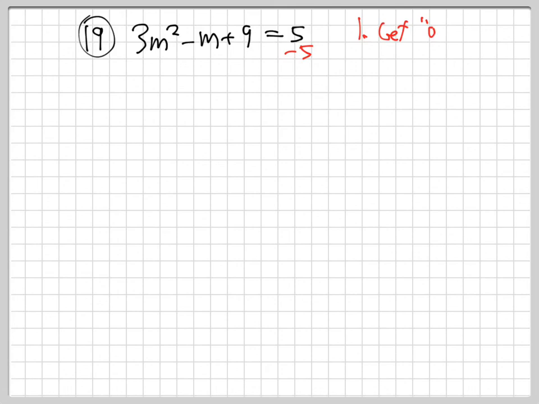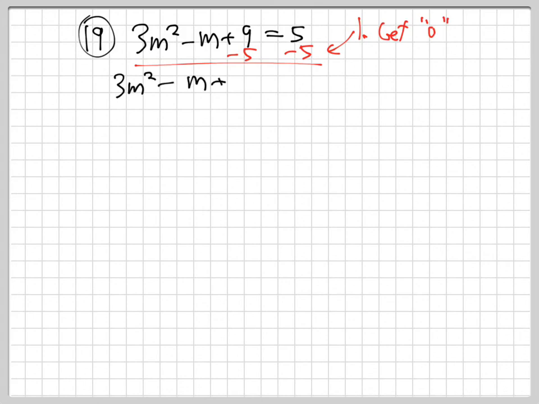One more, the last one, number 19. These are all the same. So 3m squared minus m plus 9 equals 5. Yeah, so try that one. This will be our last one for this section. Okay, so first step is to get a 0. Step 1, get a 0. Subtract 5.